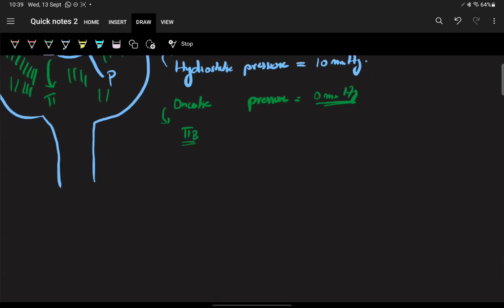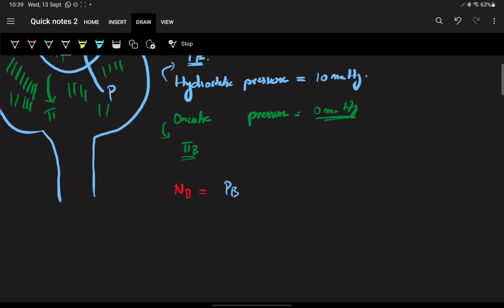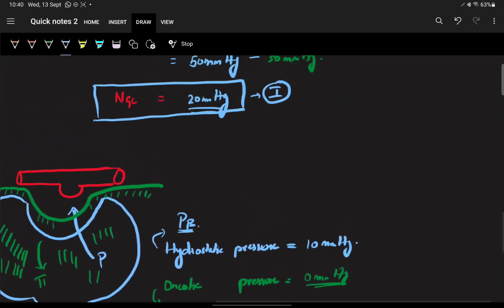So in simple terms, what is the net filtration pressure in the Bowman's capsule? It is hydrostatic pressure PB minus the oncotic pressure, which is pi B. So the net is 10 mmHg. The net filtration pressure in the Bowman's capsule is 10 mmHg.